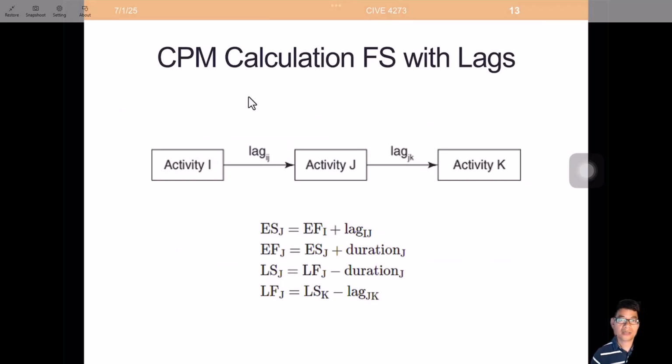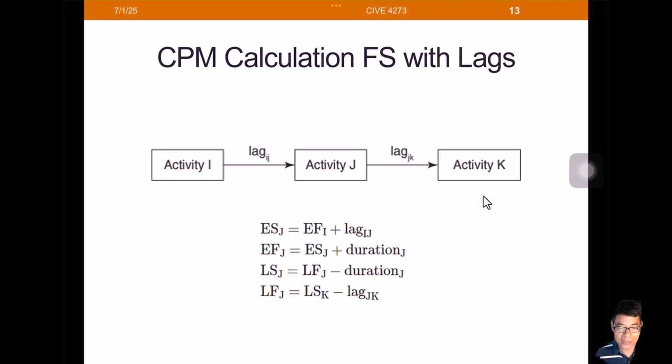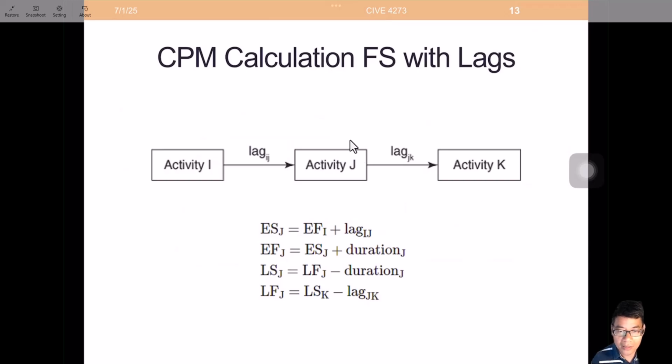Now let's talk about the lags and leads included in the schedule. How should we calculate the CPM schedule? We're going to talk about those formulas, but when you actually do the calculation, you don't have to rely on those formulas, and you still should be able to do the calculation. But I still want to discuss them, and we are going to focus on activity J. We are going to calculate the early start, early finish, late start, and late finish of activity J.